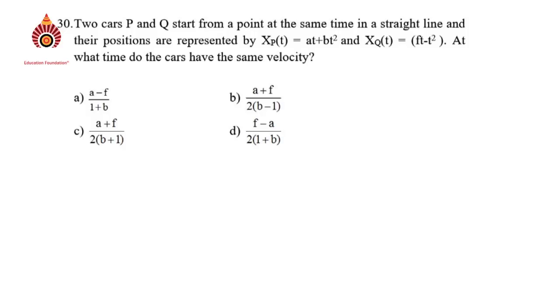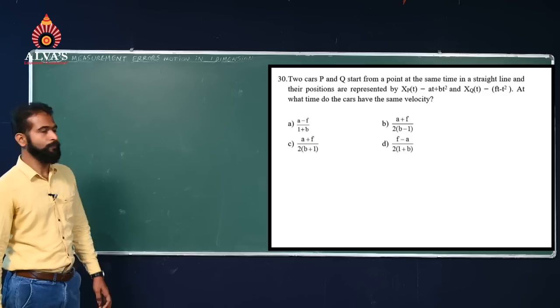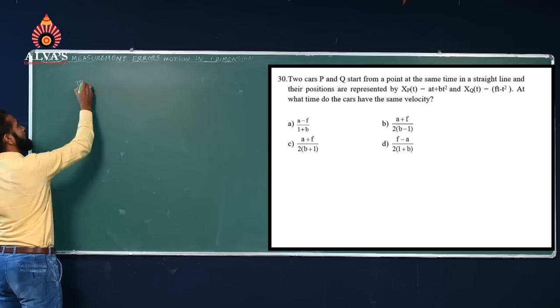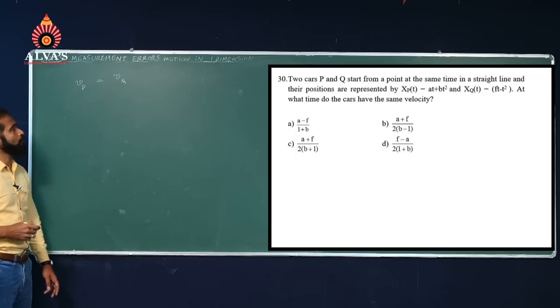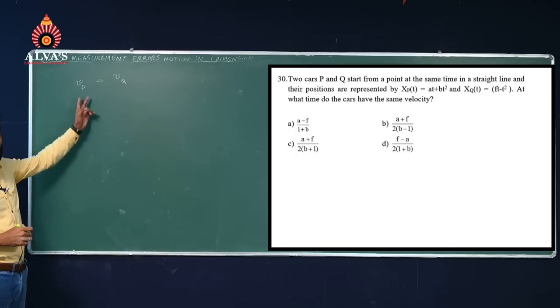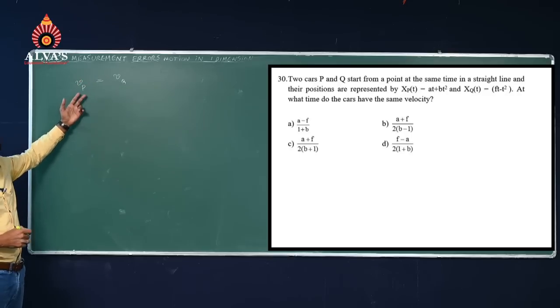Moving on to the next question. Two cars P and Q start from a point at the same time in the straight line, and their positions are represented by xp is equal to at plus bt square and xq is equal to ft minus t square. At what time do the cars have same velocity? So what is given is a velocity of the first car is equal to velocity of the second car. So given information is only the positions. You differentiate the positions, you are going to get the velocity.